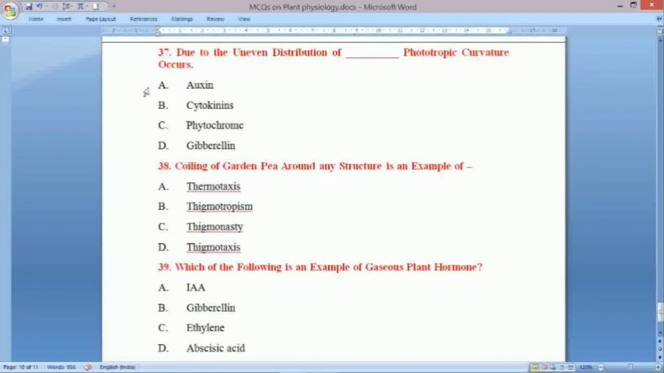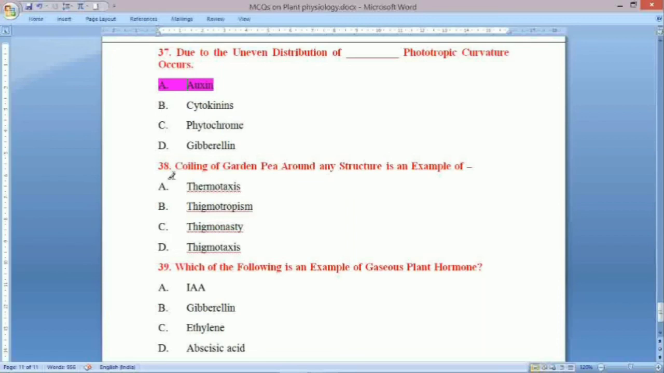Next question, question number 37. Due to the uneven distribution of ... phototropic curvatures occur. Option A, auxins, B, cytokinins, C, phytochrome, and D, gibberellin. And here the right answer is option A, auxin.